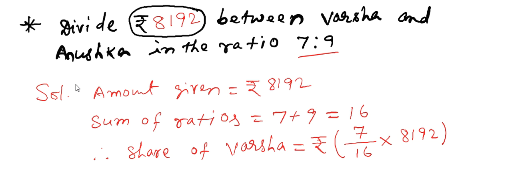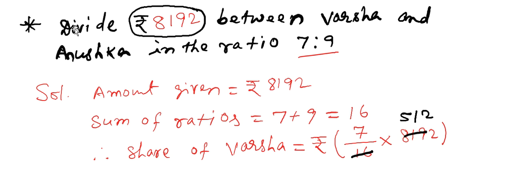Here 16 will divide 8,192. How? You see here. 16 5s are 80, subtract, 1 remains, 16 1s are 16. Then 3 brought down, 16 2s are 32.